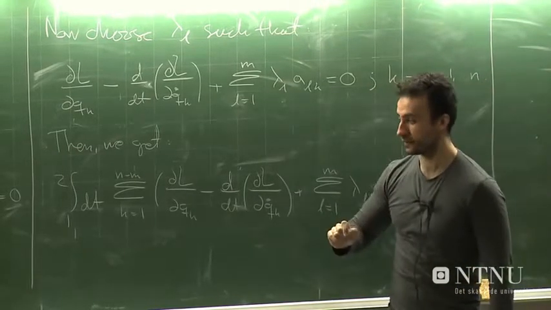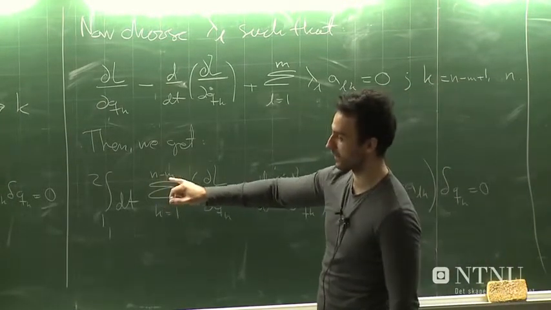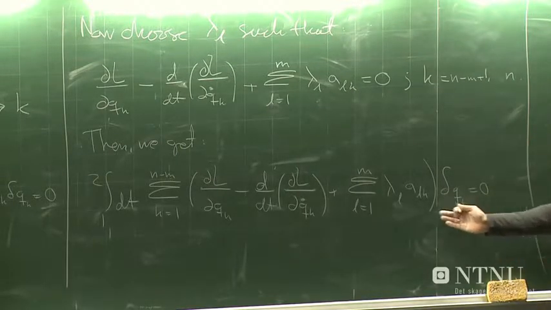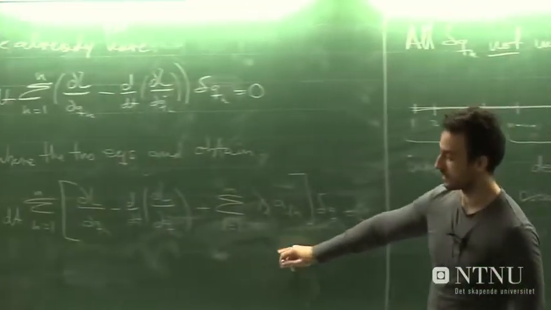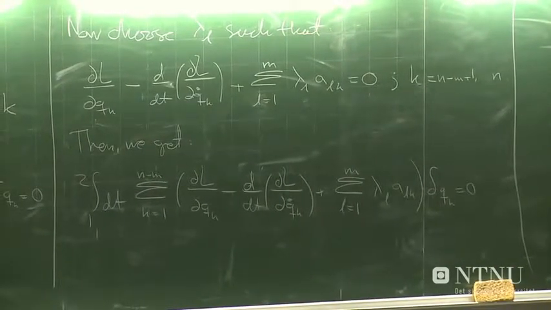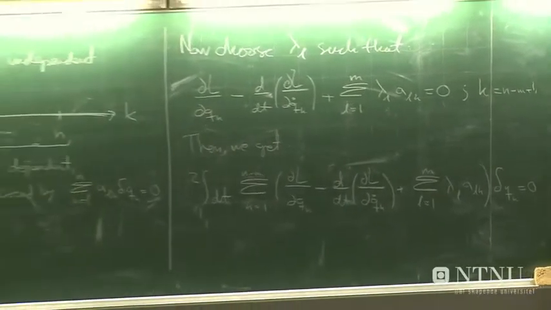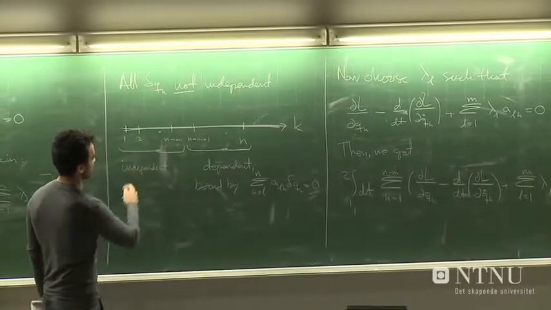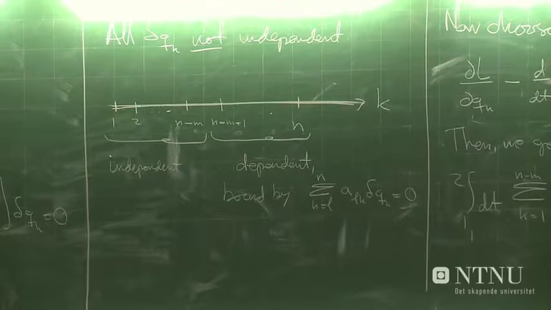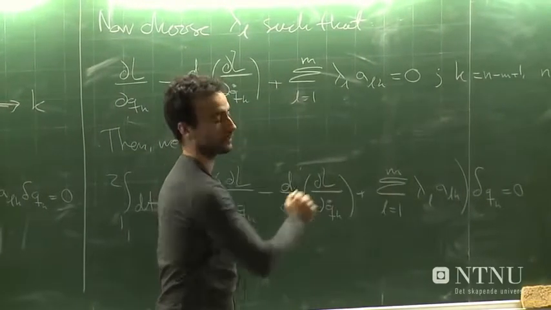So if this is the case, then this is what we are left with. Notice that the difference here now is that the sum goes up to n minus m, because we discarded all of the terms from n minus m plus 1 up to n. So the difference between this expression and this one is how far the sum goes: n in this case, n minus m in this case. And now we're back in business, because we know that all of these virtual displacements are independent of each other, the n generalized coordinates minus the m non-holonomic constraints. So this means that we can now set this term equal to zero for each k, because they're all independent of each other.